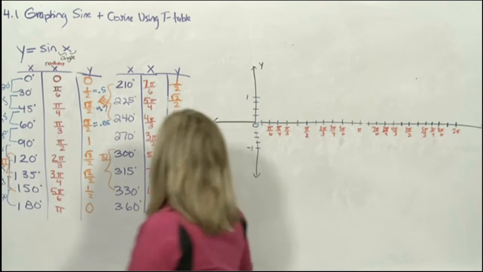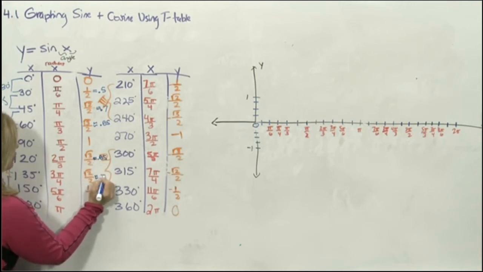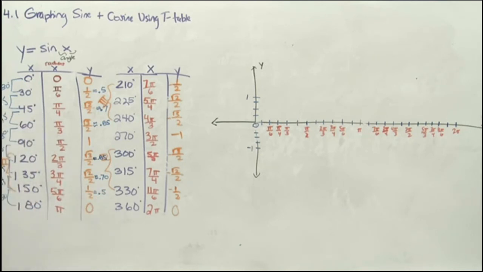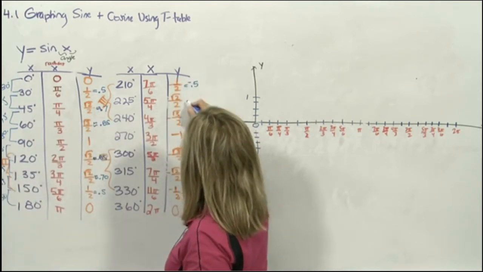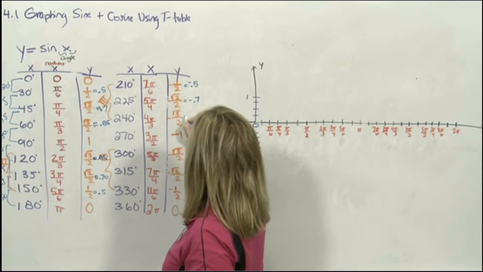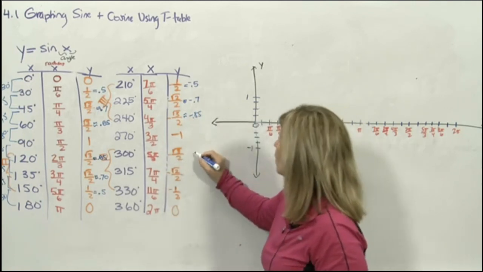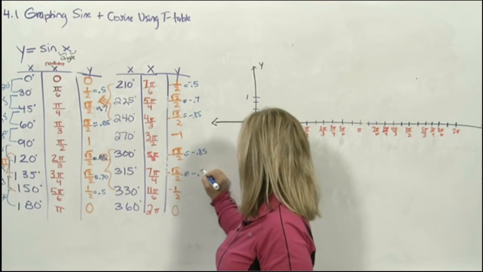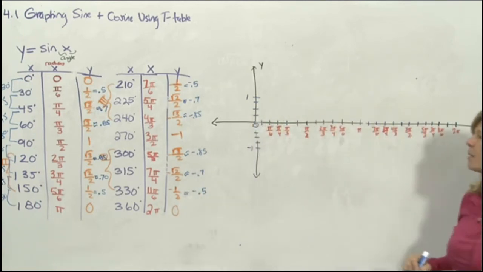To make things easier, I'm going to come through and put all my decimals here. So square root of 3 over 2 is roughly 85 cents, approximately. Square root of 2 over 2 is roughly 70 cents. We know 1/2 is 50 cents, 5/10. Over here, all these values are negative. So this is negative 50 cents, this is negative 70 cents, this is negative 85 cents. Over here, we have approximately negative 85 cents, negative 70 cents, negative 50 cents. Okay, so I'm putting all my decimals.